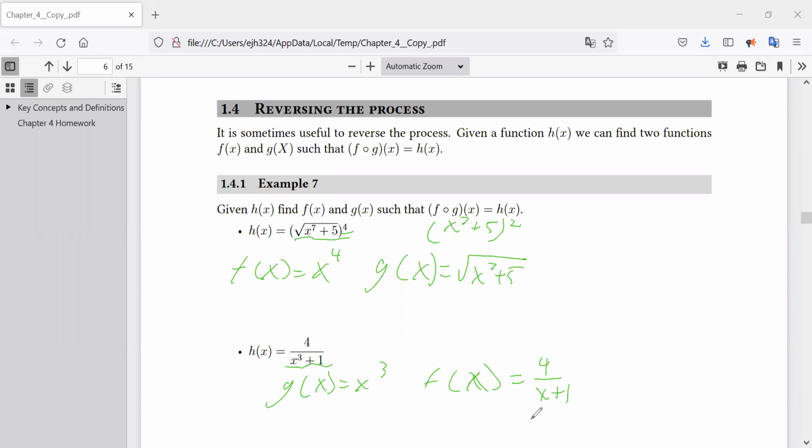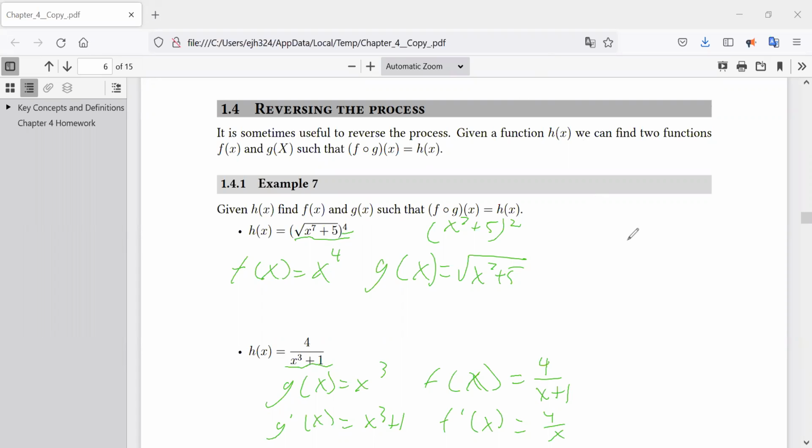This is a perfectly valid way to do it. Not the first way that I thought of. The first way that I thought of was, we'll call this g prime of x is equal to x cubed plus 1, and then f prime of x is equal to 4 over x. Either of these works. Neither of them is really much more natural than the other, but you can do either of these. Any questions on this?